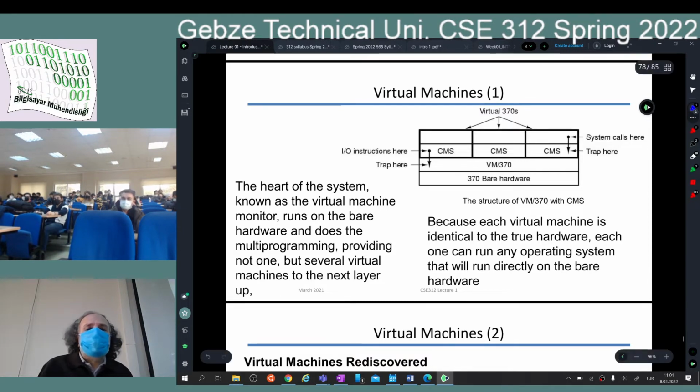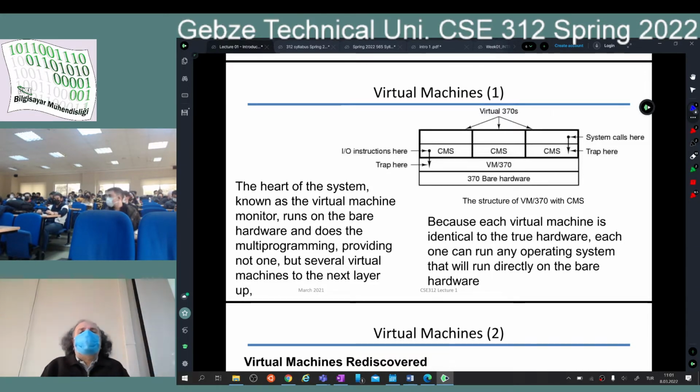And again, this one doesn't know that it is running on a software system. This one doesn't know that it is running on a software system either. It thinks that it is running on the bare hardware, and that it is the only operating system that owns that bare hardware. So this layer fools them into thinking that they have the whole machine. This is a very nice way of structuring your operating systems.